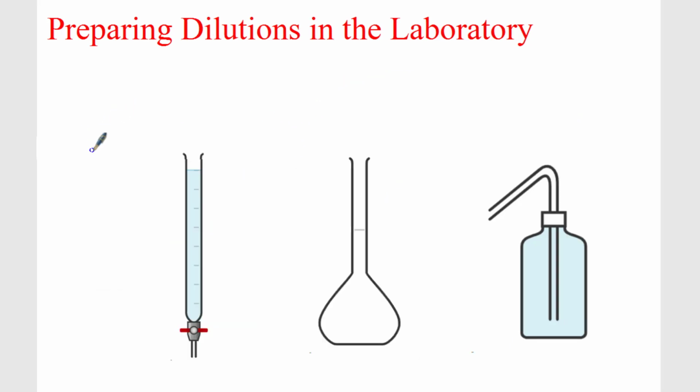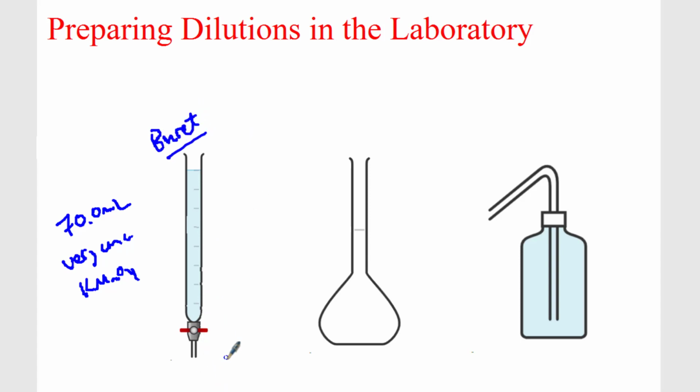Now, we can prepare a dilution in the laboratory as well. So remember, just like when we needed 70 milliliters of the very concentrated KMnO4, what we're going to do is fill up what's called a burette. A burette is a nice, very precise way to dispense solutions. We know what the initial volume is, and if we wash this out with water, we want to make sure we rinse it out with whatever we're going to put in it, so there's no dilution going on here. And so we put in some of this very concentrated solution.